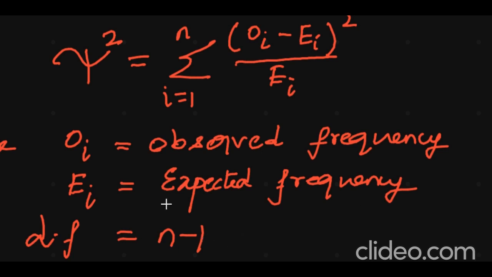So, if some experimental data or observed data is given with some frequency, then you can go for the chi-square test. Please remember the formula: chi-square is the summation, i varies from 1 to n, of (OI minus EI) the whole square divided by EI, where OI is the observed frequency and EI is the expected frequency. You have to apply the chi-square test whenever the frequency of the data is given.